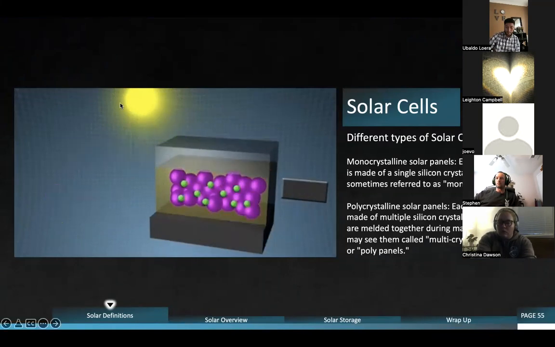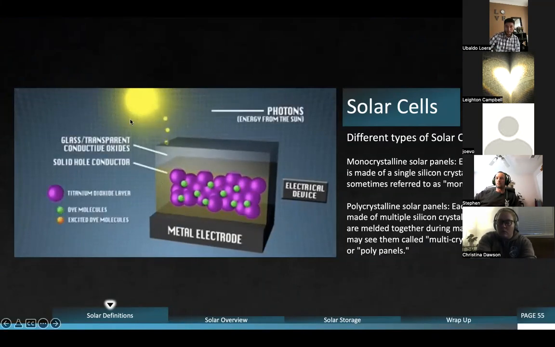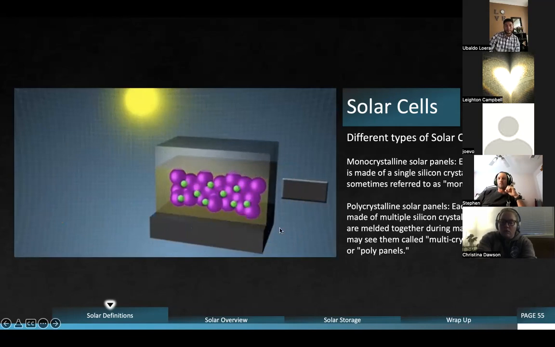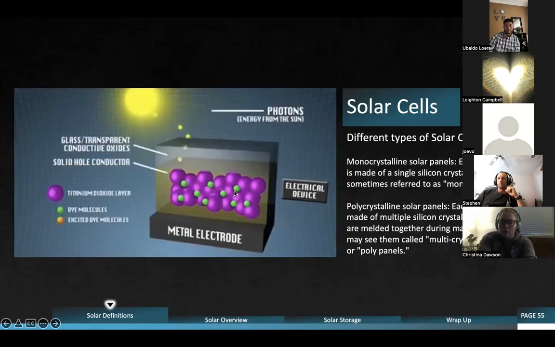So all solar panels still work the exact same though. The photons are going to be grabbed by the panel. It's going to go through the glass into the actual solid hole conductor, which would be the cell, right? Depending on the type of cell, that's how much output it's going to produce and how much power is going to be created from the actual system itself. So how does this work?